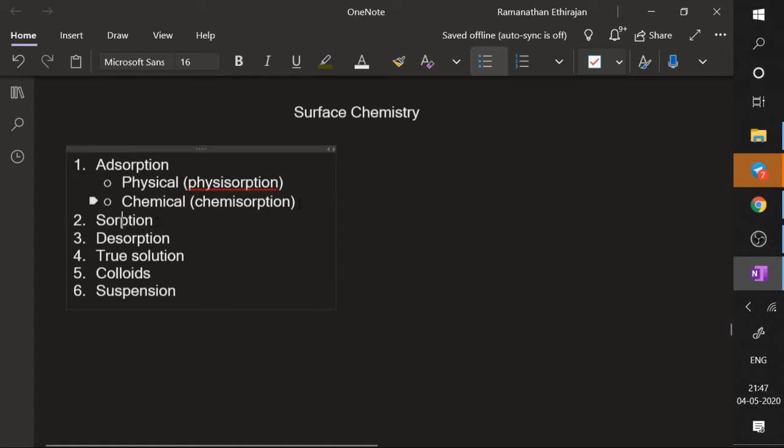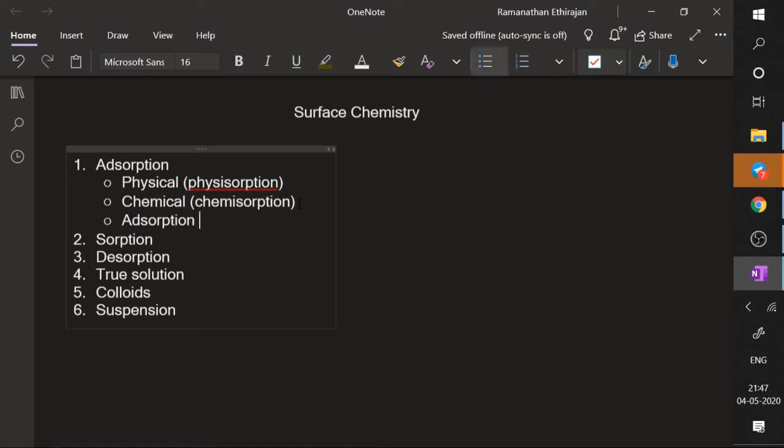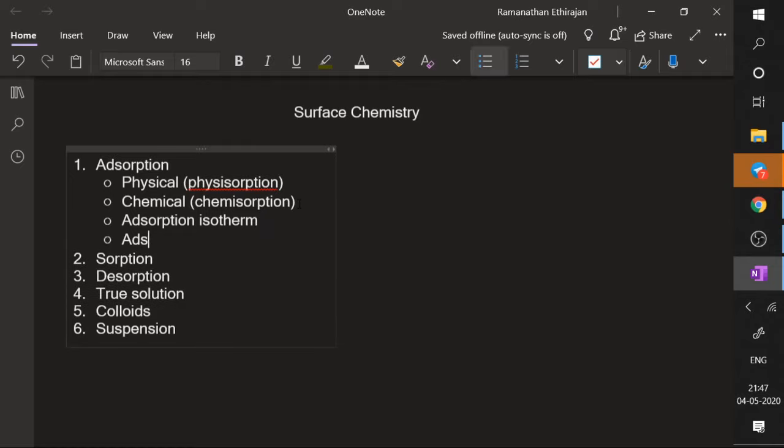Then we should know something about the adsorption isotherm. Adsorption isotherm. Then adsorption isobar. So we are discussing now the overview of this subject, that is surface chemistry. Let me explain one by one later. Just to note down the topics. This is surface chemistry.